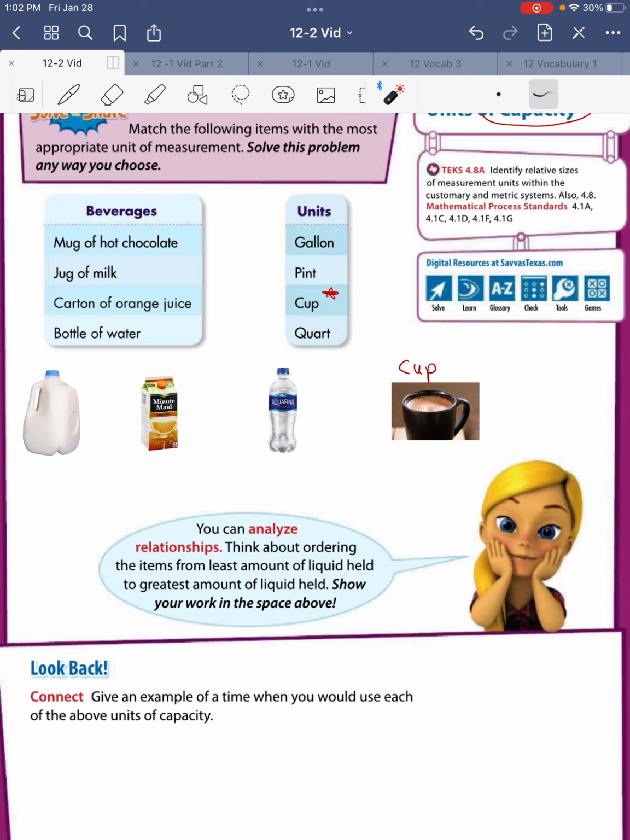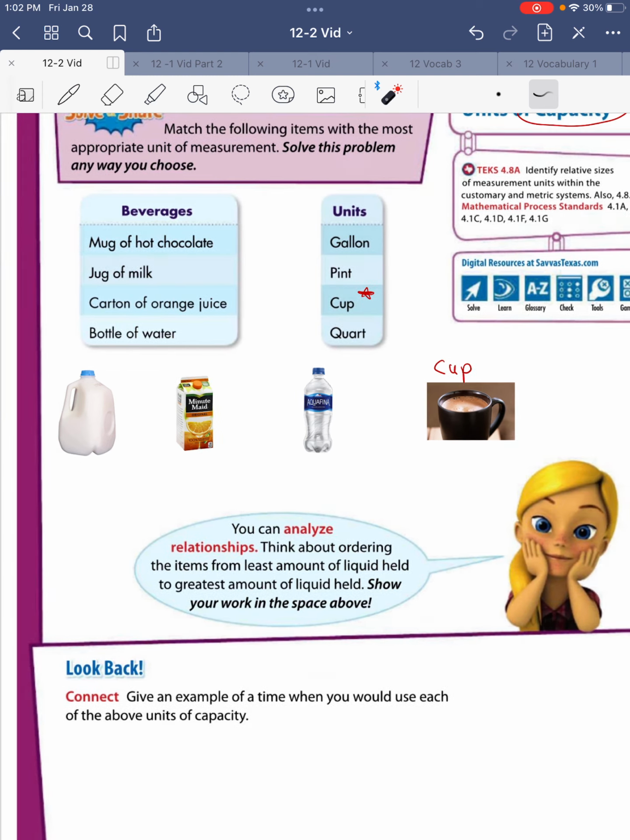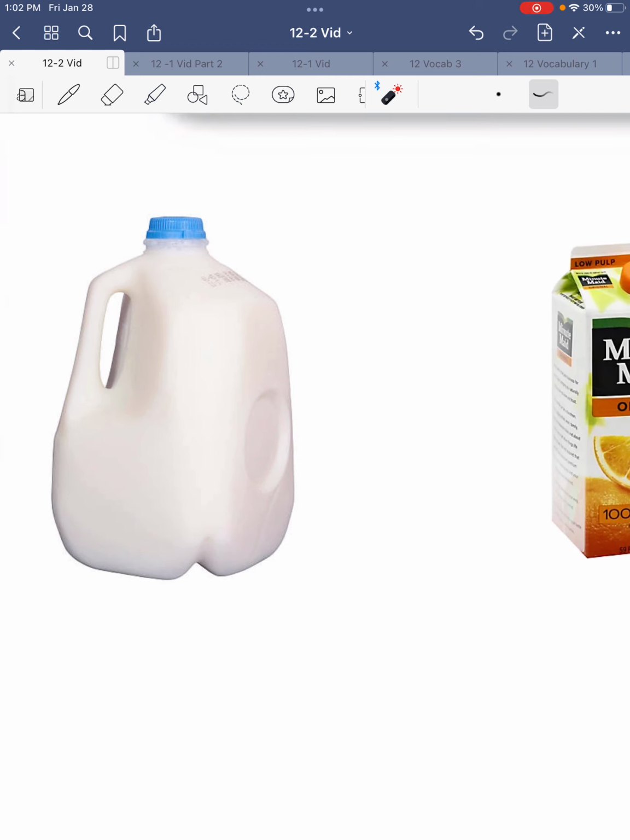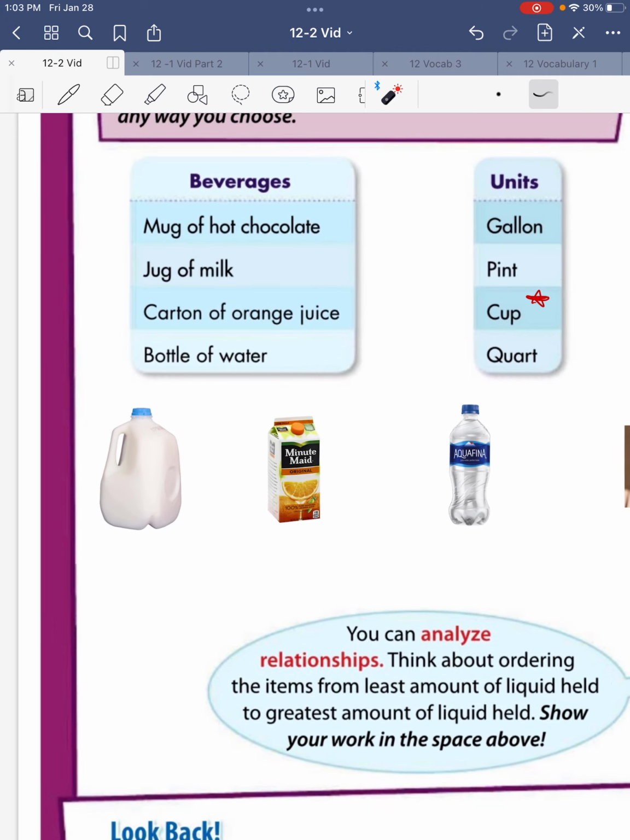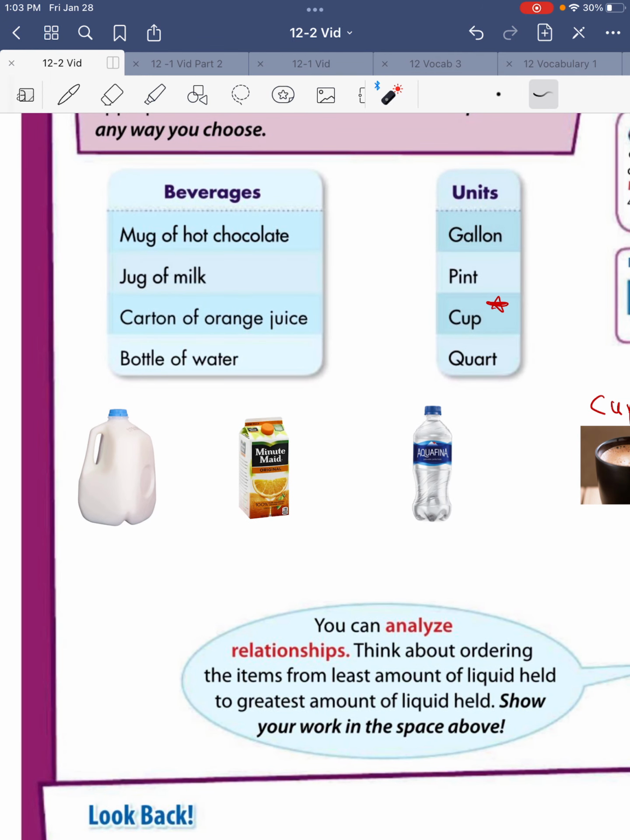Okay, our next one on the list is a jug of milk. So this, let me zoom in. This is what a jug of milk looks like, okay? So I'm sure your parents go to H-E-B. They buy this kind of milk, a jug of milk, okay? This right here, this is really big, okay? This is a lot of milk. It's really big, so this would be the biggest one here, which is a gallon, okay? This would be called a gallon of milk. So I'm going to put here gallon. Okay, I used it.